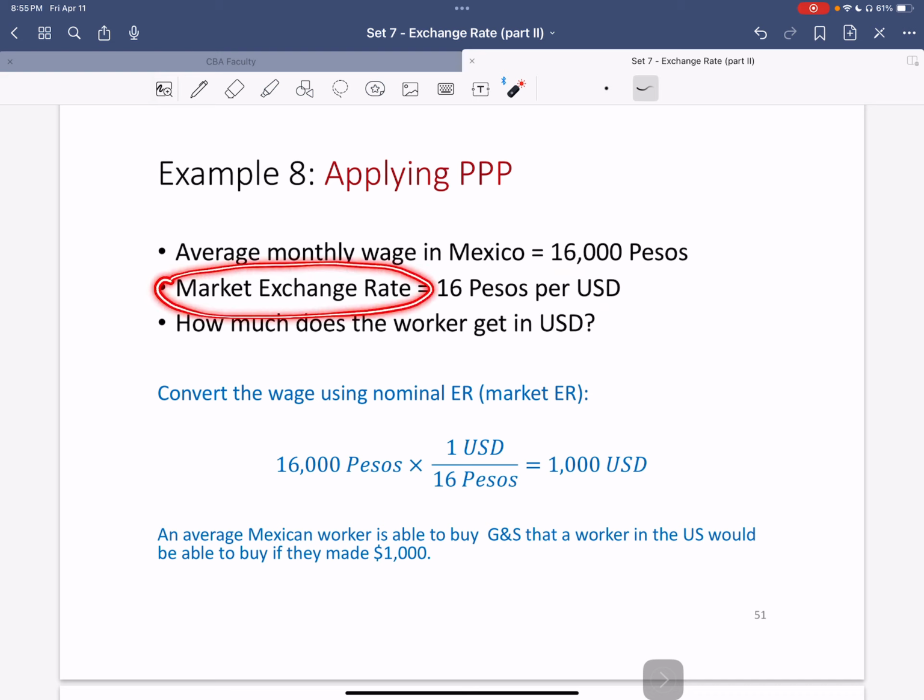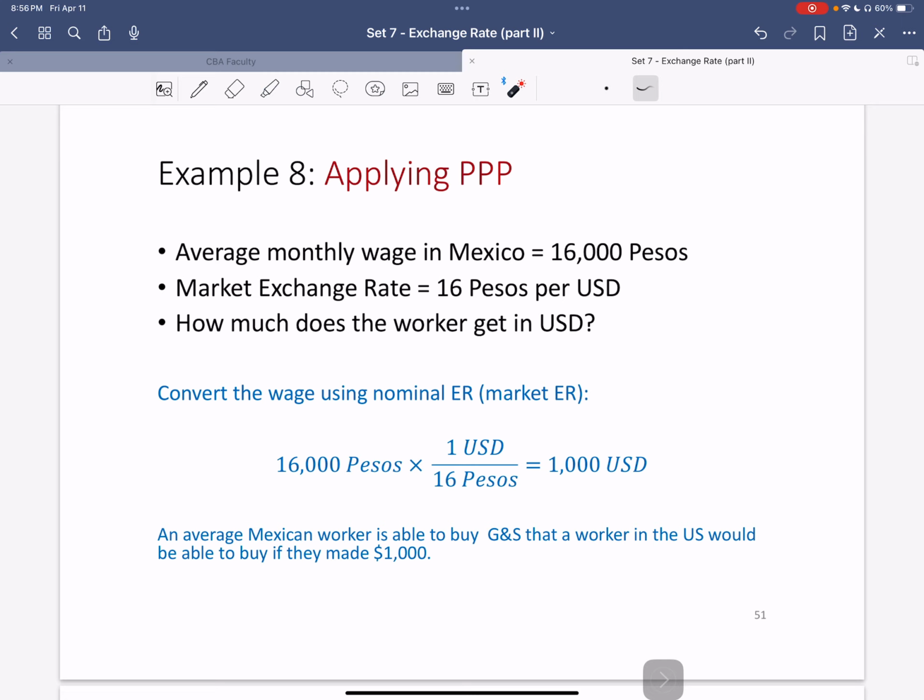When we are talking about the market exchange rate, that is the nominal exchange rate. The market exchange rate, what you hear on the news, what you see on the website, what you see on Google, all of them are nominal exchange rates, nominal values. We live in the nominal world, and if you want to see the real values, you should convert them yourselves. The question is asking how much does the worker get in US dollars?